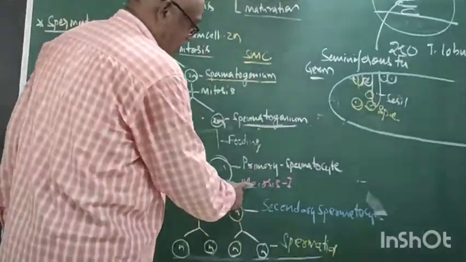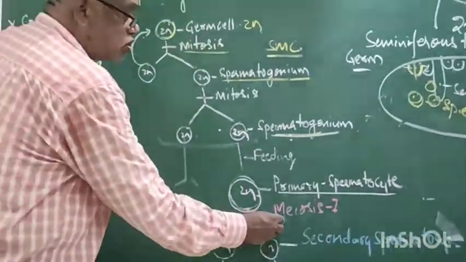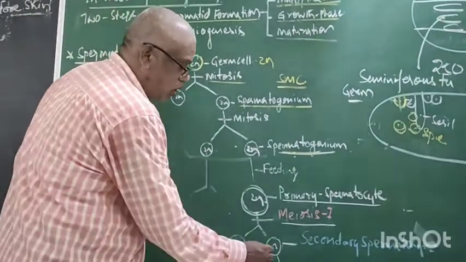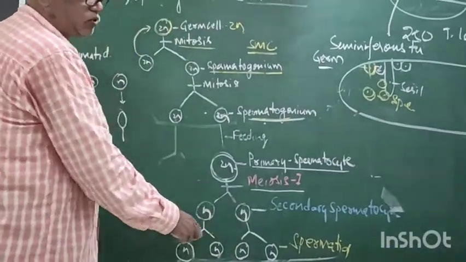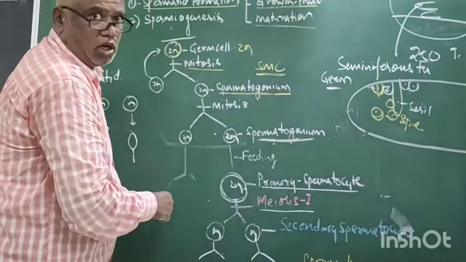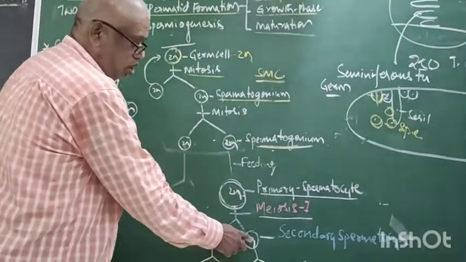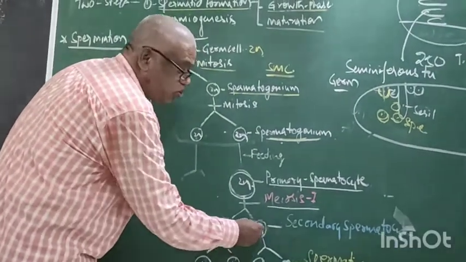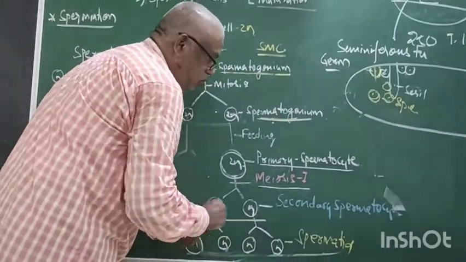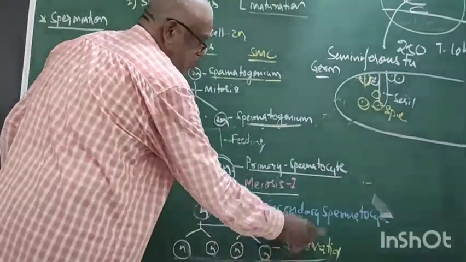Now the primary spermatocyte undergoes meiosis 1. Two cells are formed. Ploidy, applied for the first time: from germ cell to primary spermatocyte, diploid. Now what are these two? Secondary spermatocytes. Ploidy, haploid. Now these two haploid secondary spermatocytes undergo meiosis 2 and form 4 spermatids.